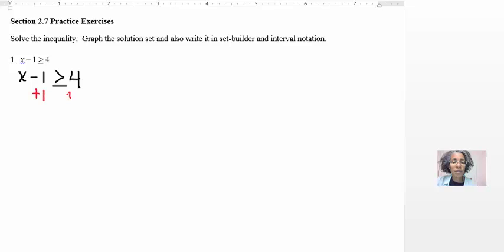If you don't have any problem, can understand when the variable is on the right side of the inequality, no problem. But I just want to warn you that many students do have trouble interpreting that correctly. All right, so I'm going to add 1 to both sides of the inequality. That's our addition property of inequality. And I get x is greater than or equal to 5.